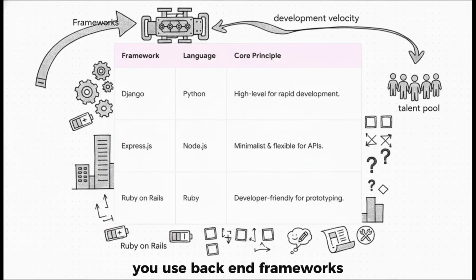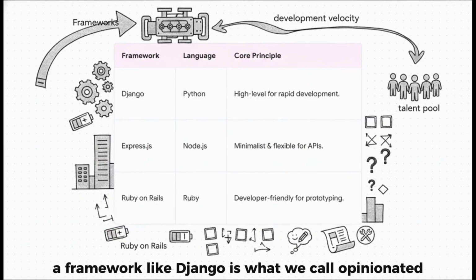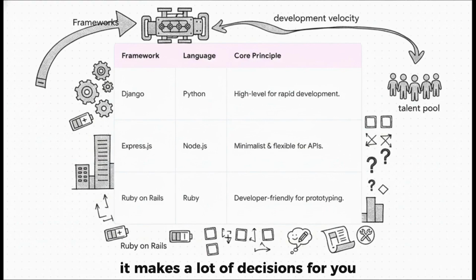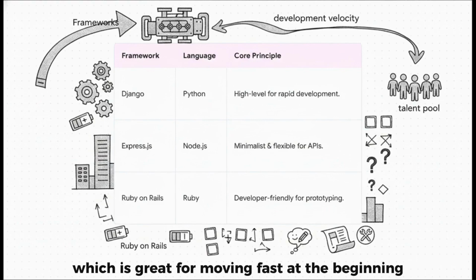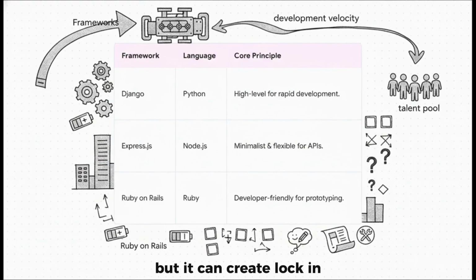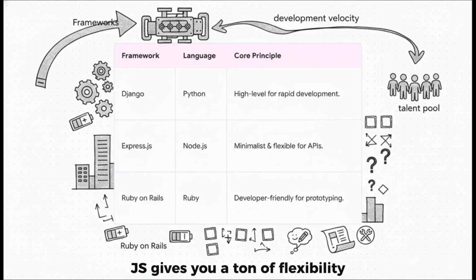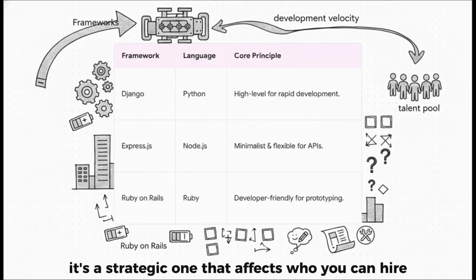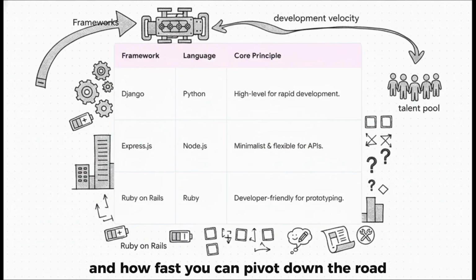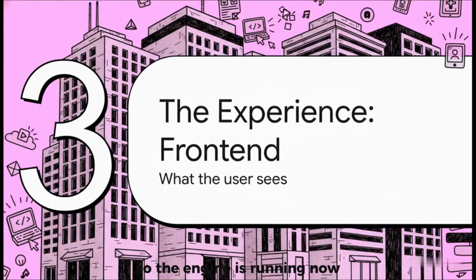Now, you don't build this from scratch. You use backend frameworks. But here's the thing. They're accelerators, but they also impose constraints. A framework like Django is what we call opinionated. It makes a lot of decisions for you, which is great for moving fast at the beginning, but it can create lock-in. On the flip side, a minimalist framework like Express.js gives you a ton of flexibility, but it also puts more of the architectural responsibility on your team. This isn't just a technical choice, it's a strategic one that affects who you can hire and how fast you can pivot down the road. So, the engine is running.